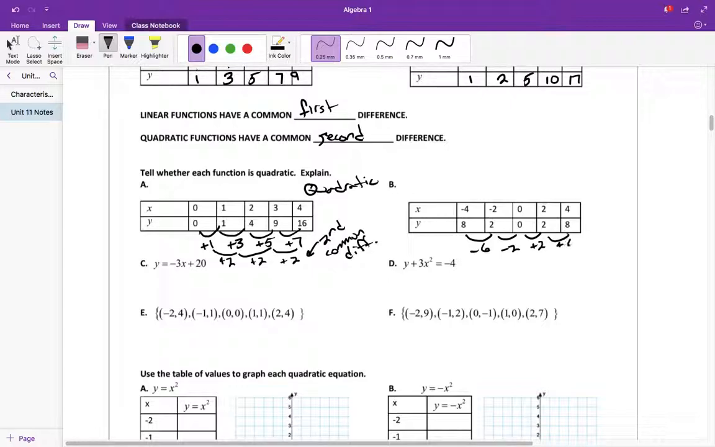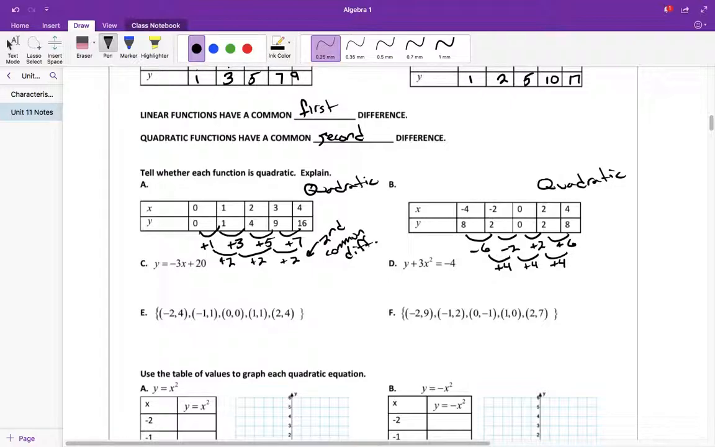And 2 to 8, we go up by 6. So again, not a first common difference. But from negative 6 to negative 2, we'd go up by 4. Negative 2 to positive 2, up by 4. 2 to 6, up by 4. Again, you've got a second common difference. So B is also a quadratic function.